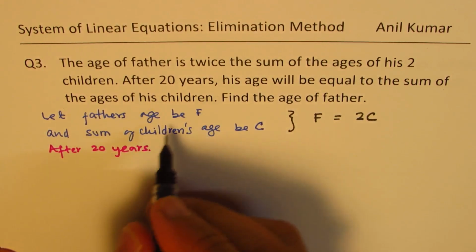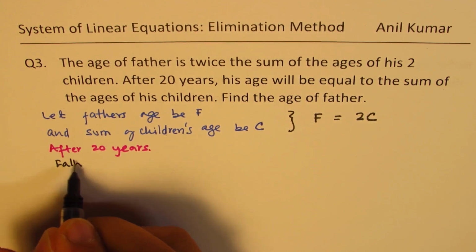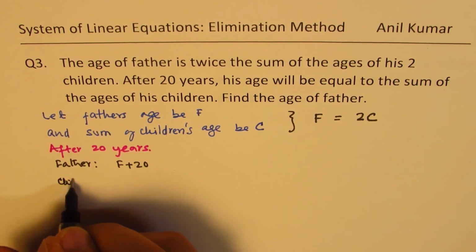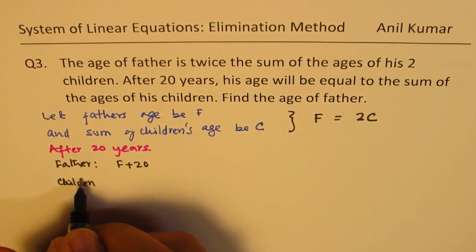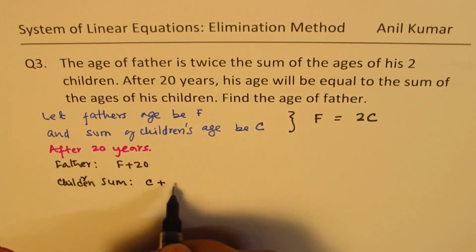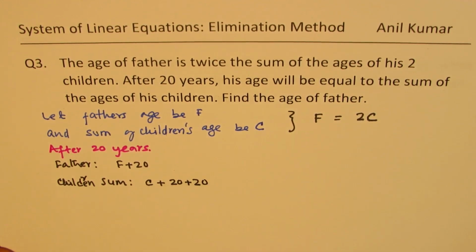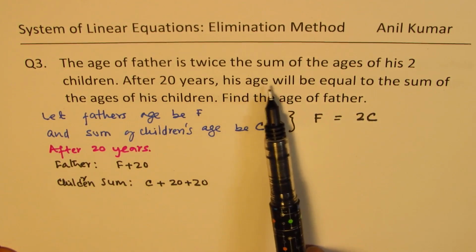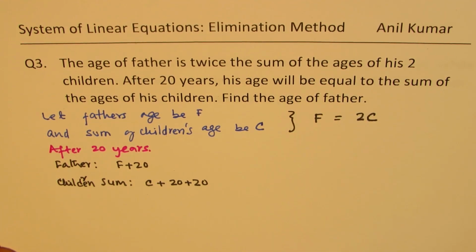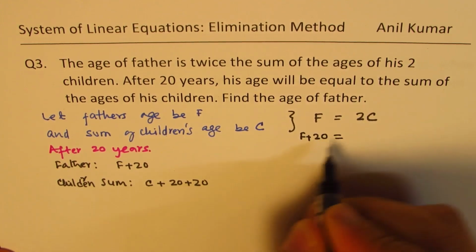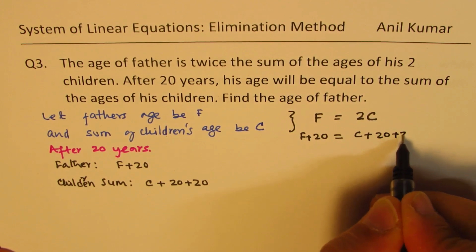After 20 years, father's age will be F plus 20, right? And children? Children's sum we have to take, right? So earlier it was C. Each child will increase by 20 years, right? So that becomes the sum after 20 years. Now it says after 20 years, his age will be equal to the sum of the ages, right? So after 20 years, we are saying F plus 20 is equal to C plus 20 plus 20, right?